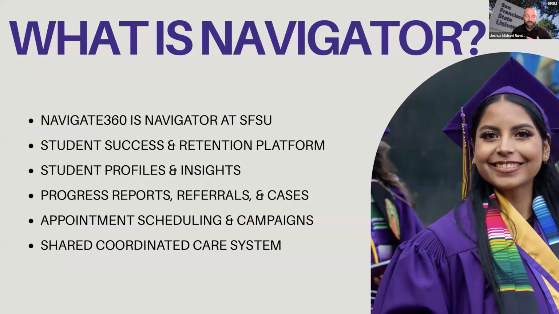But first, we really got to define what Navigator is at San Francisco State University. So the system is actually called Navigate 360, and it's created by EAB, and so that's the company that creates it. But because we are the Gators, we refer to the system as Navigator. So if you hear EAB or Navigate 360, it's the same system. It's just Navigator. But what Navigator is, it's our student success and retention platform.